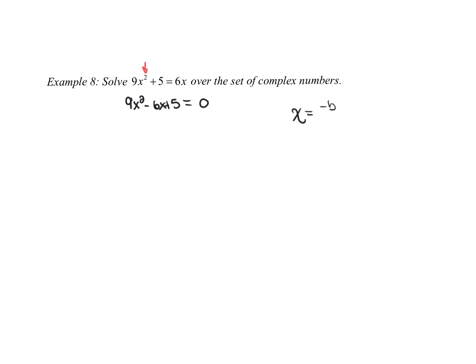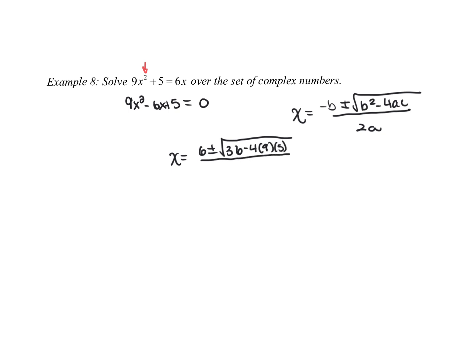x equals the opposite of b plus or minus the square root of b squared minus 4ac all over 2a. So when I do this, I'm going to get x equals +6 plus or minus the square root of b squared, so 36 minus 4 times a times c, all divided by 2a.